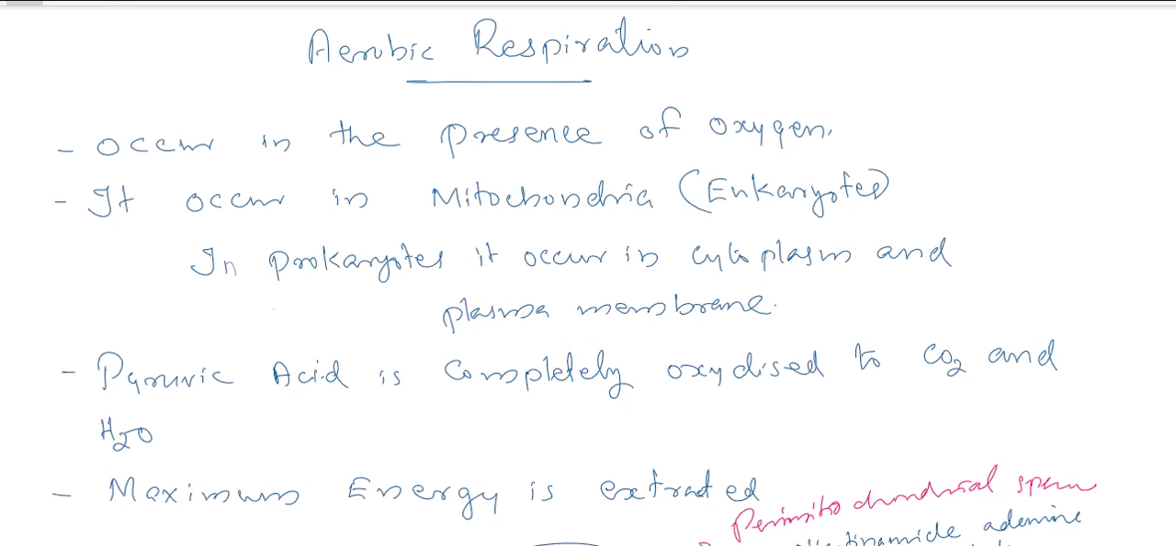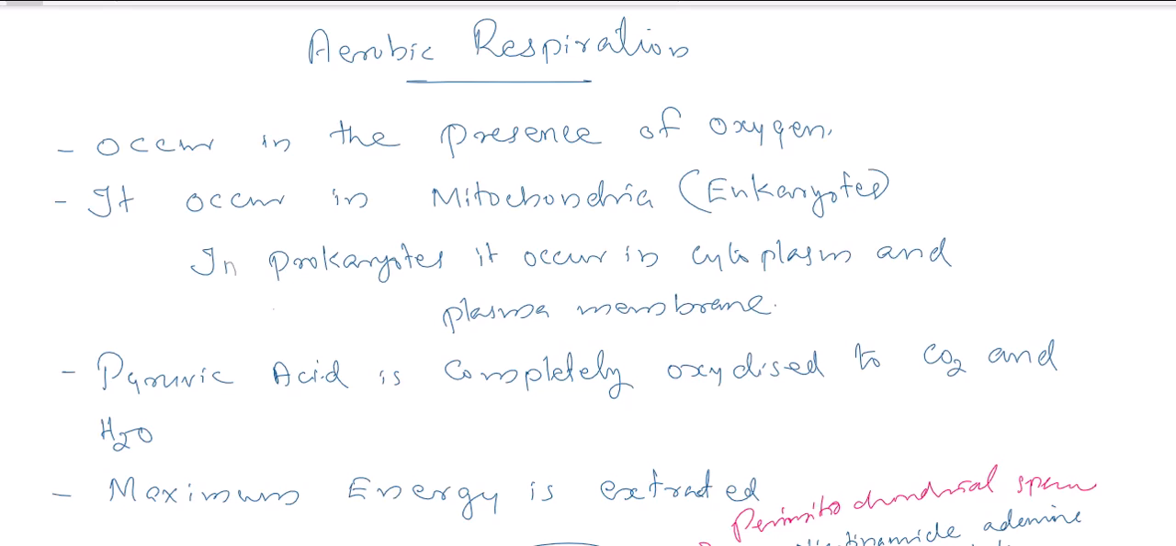Aerobic respiration. Pyruvic acid can enter into aerobic respiration. After glycolysis, pyruvic acid is produced. It can enter into aerobic respiration. So this reaction occurs in glycolysis. After glycolysis, pyruvic acid is produced, and that pyruvic acid can enter into aerobic respiration in most of the organisms.